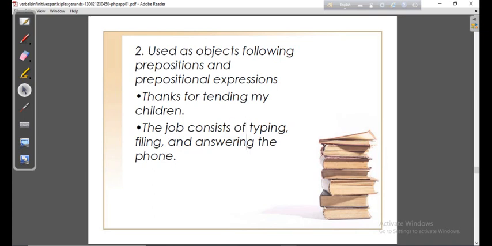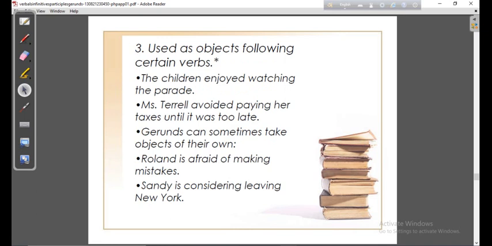Okay, next, used as objects to the following verbs. So a noun may be used as an object to a verb. So gerunds may also be used as an object to a verb. The children enjoyed watching the parade. So here, enjoy is the main verb, and watching the parade is the object here. And an object must be a noun in objective form.